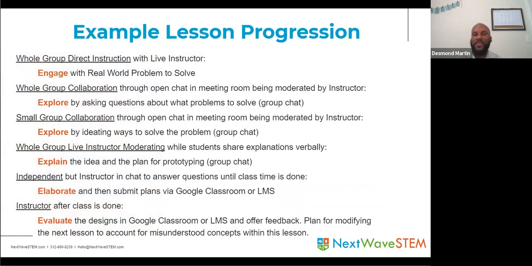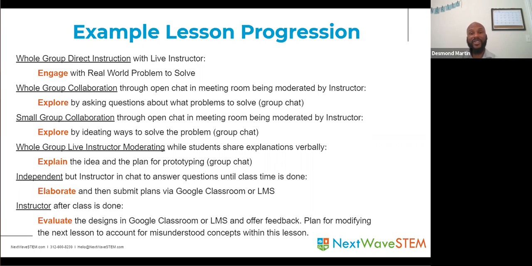So the really exciting thing that we like to think about, something that I know most, if not all of you, have already worked on, is thinking about what a virtual instructional experience might look like for your students. How is this actually going to progress? We have this idea of what in-person instruction looks like. We've all learned how to do it.